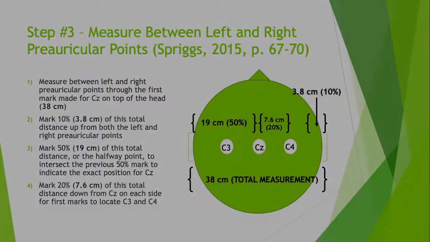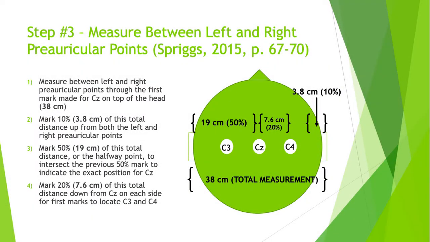Okay. To review, in a similar fashion to the Nasion to Inion measurement, you should measure between the left and right preauricular points as well.